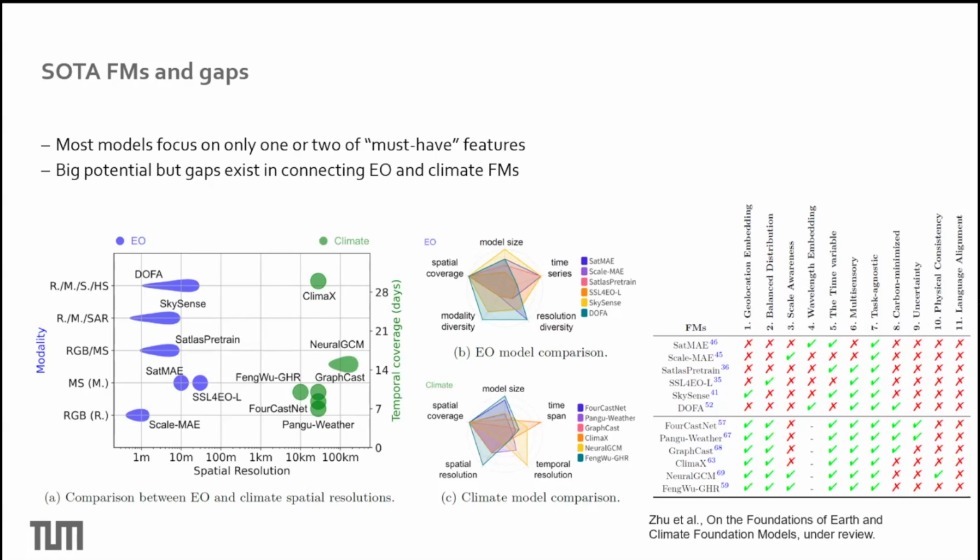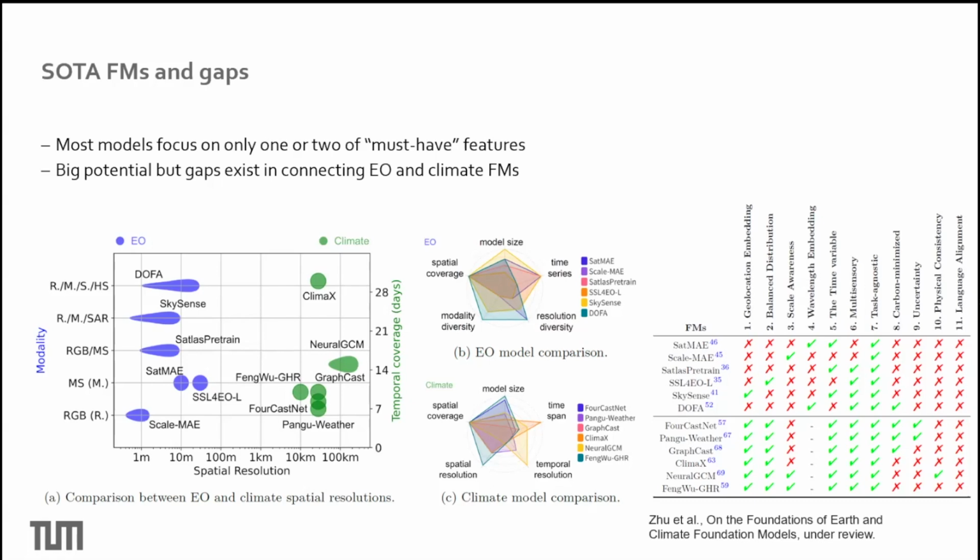So you see that most of these models, not only 1 or 2, focus on only a few of the must-have features. And you see on the right, whatever is crossed as green means this foundation model already has such a feature. But you see a lot of red crosses, in particular in the EO domain, meaning that there's actually a lot to be done if we really want to have this idea of an Earth and climate foundation model.